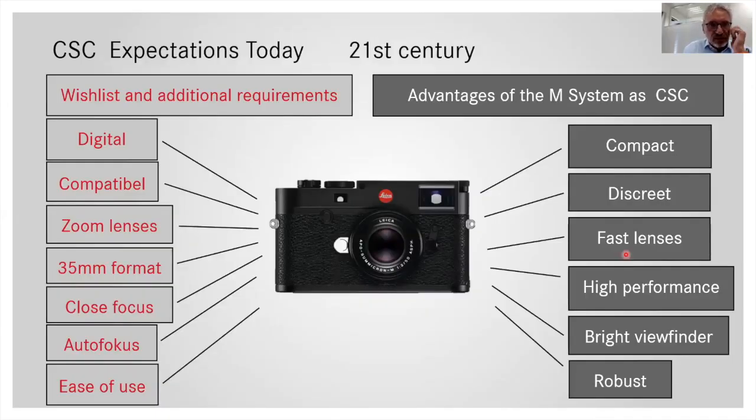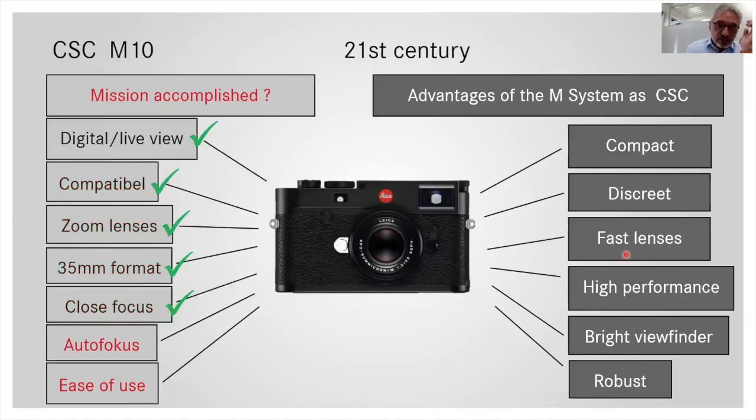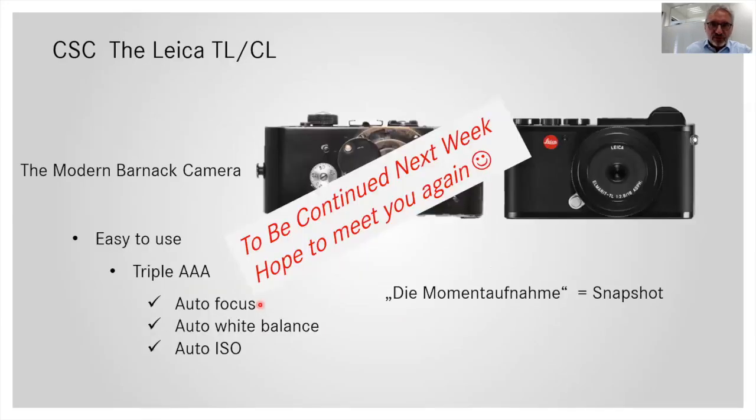And let's have a look at the expectations today. Many things we could accomplish. Live view compatible zoom lenses can be applied, even though we don't have so many zoom lenses for the M, only one at the moment. Close focus, autofocus and ease of use are not there. And the M camera is the M camera. The M camera teaches you; you need to be open to use it, and open to be taught by it. But you are the master of the final result. No automatic functions regarding autofocus. This is the compromise you have to take into account.